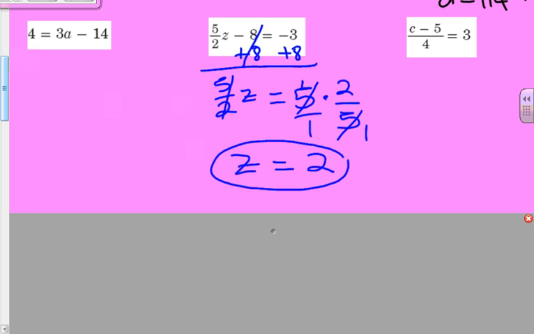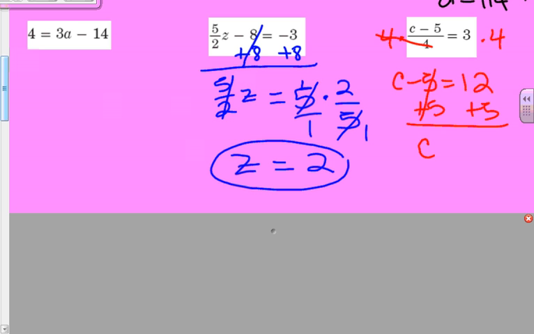And then our last problem over here, it's kind of like the one I did a minute ago. When you see the entire side being divided, get rid of that denominator. So we're going to multiply by 4 on both sides, and we're just going to get that 4 out of the picture. 4 is gone. c minus 5 is here. 3 times 4 is 12. Then you've got a negative 5. You're going to put a positive 5 on both sides, the minus 5, a plus 5. And you're left with c equaling 17.